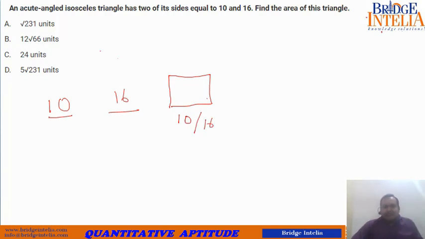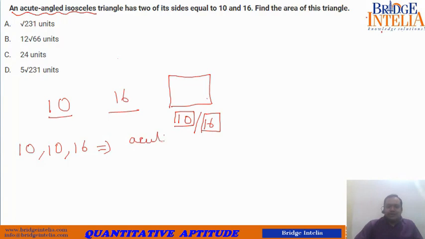But we also have to keep in mind that whatever triangle you come up with has to be acute-angled. So two possibilities: the third side can either be 10 or it can be 16. Let us check both these conditions. If I take a triangle 10, 10, 16, is this acute? Or if I take the second case, 10, 16, 16, is this acute or not?